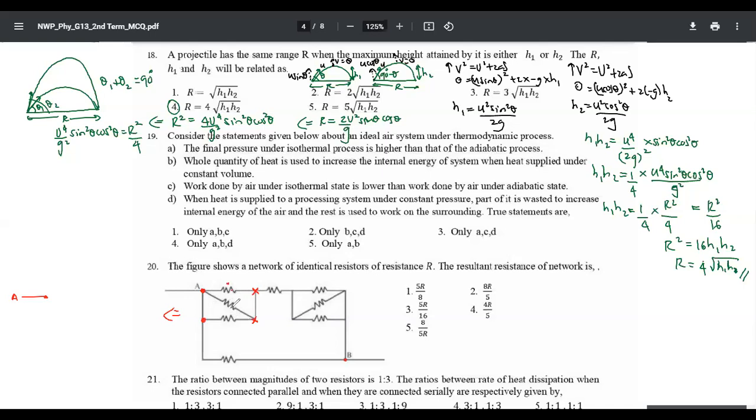Therefore, I put a dot here. Instead of these three resistors, we can say R, R, R. So instead of those three, you can put what? R by 3. All right. And then you have another R here. And same thing, it can be done here as well. Same thing can be done here as well.